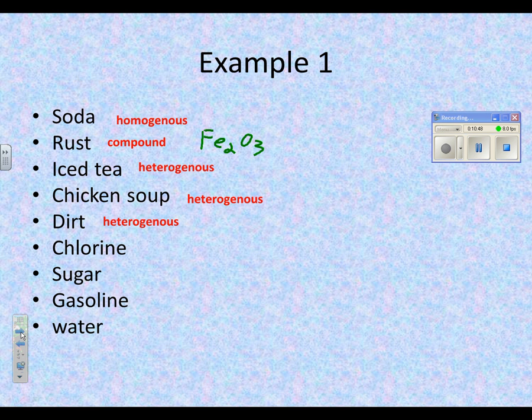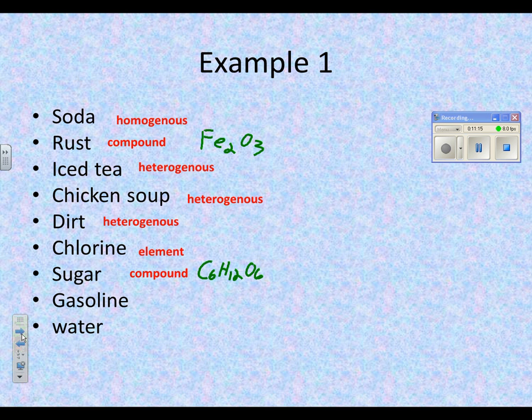Chlorine, if you have your periodic table, remember I have a periodic table on my website. Chlorine is on the periodic table by itself, so it's an element. Sugar, if you remember from your biology, is C6H12O6. We always talk about glucose when we're talking about sugar. Since it's got carbons and hydrogens and oxygens all in the same ratio, that's got to be a compound.